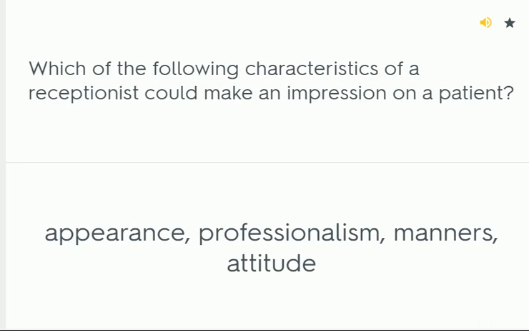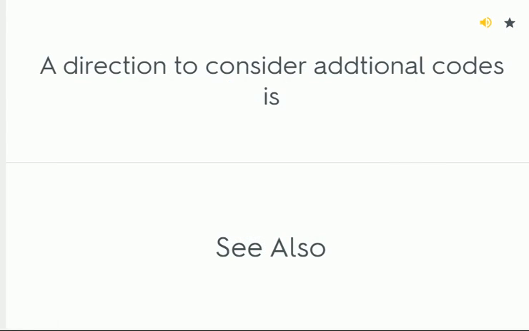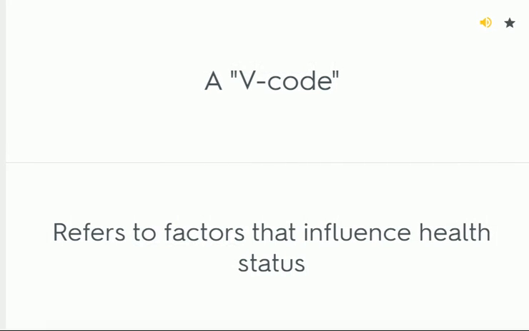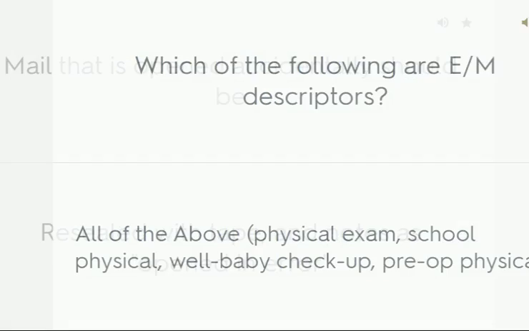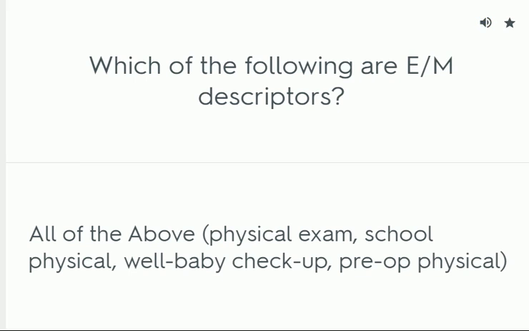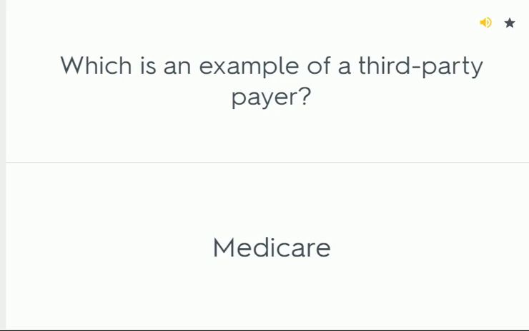Which of the following characteristics of a receptionist could make an impression on a patient? Appearance, professionalism, manners, attitude. A direction to consider additional codes is "see also." A V code refers to factors that influence health status. Mail that is opened accidentally should be resealed with tape and noted as opened in error. Which of the following are E/M descriptors? All of the above.